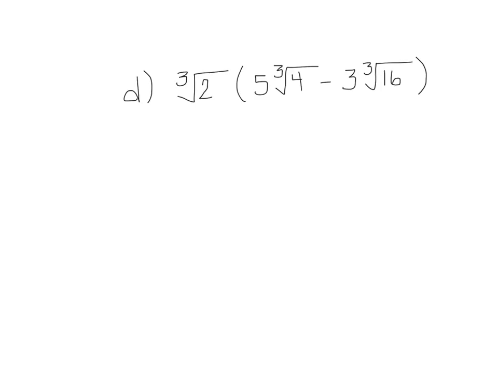So this is part D of example 2, and I wanted to do this one because it has cube roots rather than square roots. We're going to go about it in the very same fashion. We're going to distribute, and so we're going to get just a 5 out in front because there's a 1 in front of this one. So 1 times 5 is 5. And then cube root 2 times cube root 4 is cube root 8, which is a perfect cube. That becomes 5 times 2 because the cube root of 8 is 2.